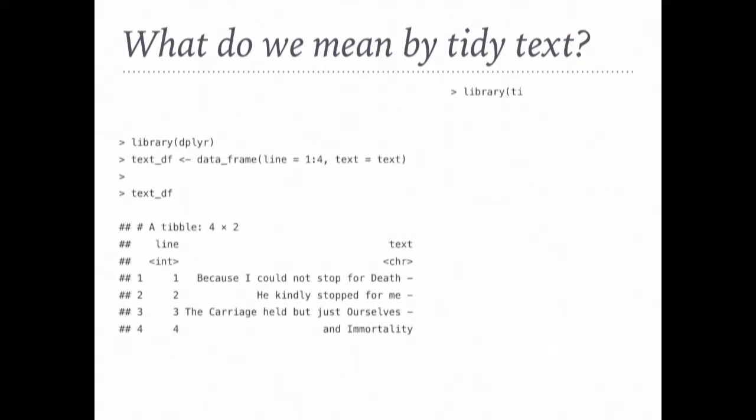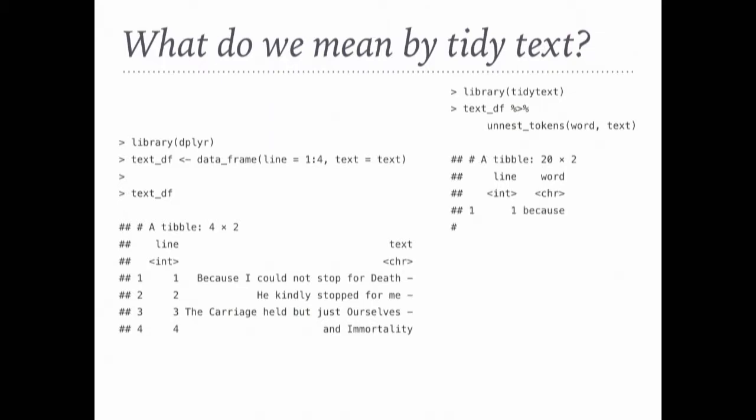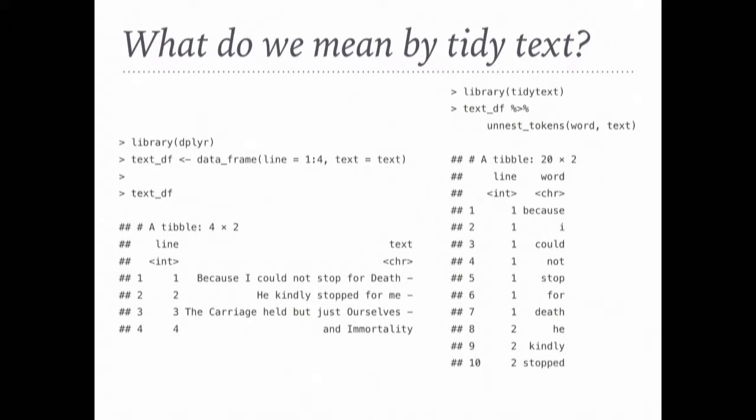So let's load the tidytext package, and let's use the function unnest_tokens to convert this non-tidy data frame into a tidy data frame. So notice what's happening here. Instead of reading the poem across, we're starting to read the poem down, because each thing that we're interested in is going to be on its own row. We're going to have one observation per row, one token per row, one word per row.